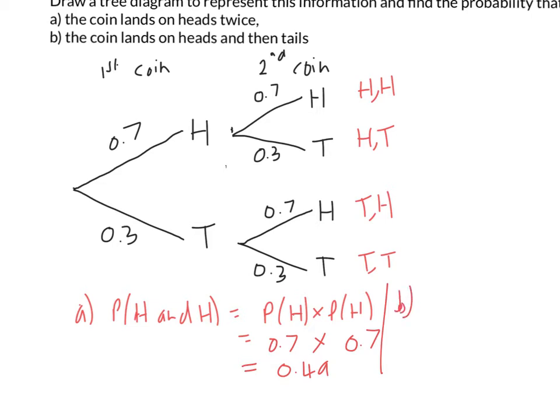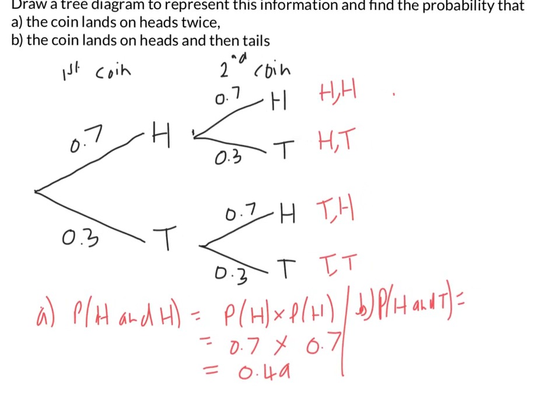Okay, part B is to get heads and then tails. So probability of heads and then tails. The importance is the order there. So we have to get heads in the first go. So take the heads branch on the tree diagram and then the tails branch. So if we go heads is 0.7 and tails is 0.3. So that's 0.7 times 0.3 and that gives 0.21.